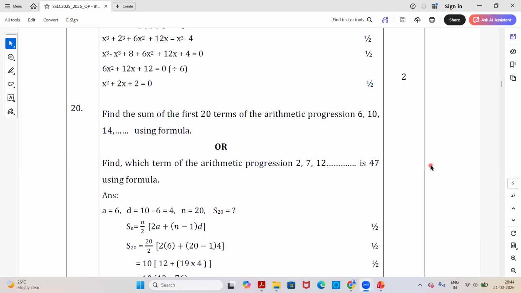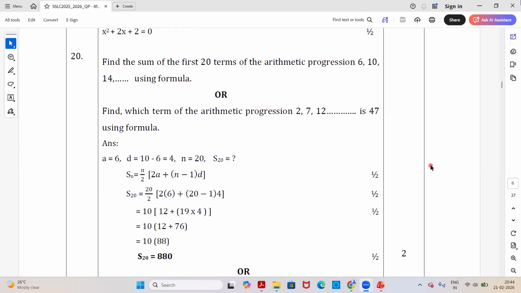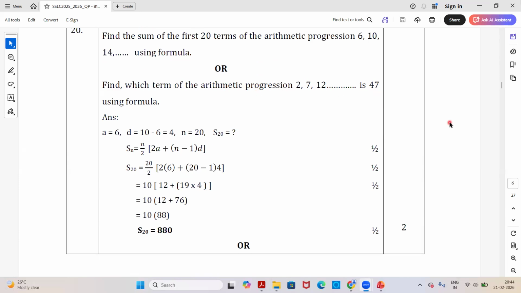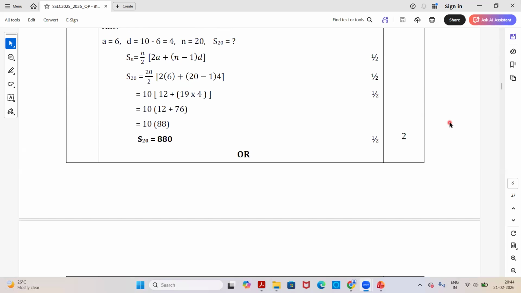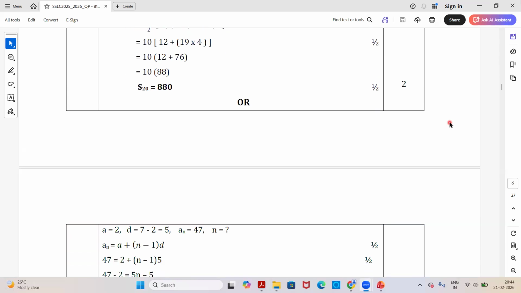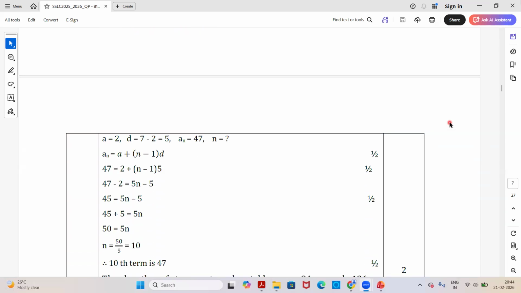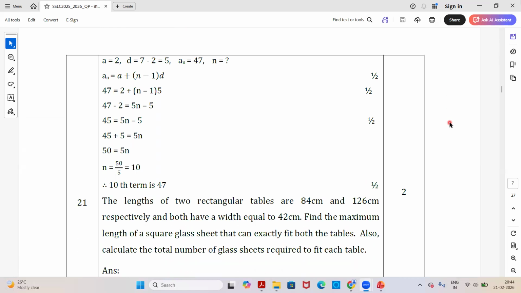Then question 20 is again an optional question. You have 2 questions here. Question 1, and then 'or' and one more question. And then the answer for the same is given over here. So this is how you can practice and get a thorough idea of how to solve and do your exam.